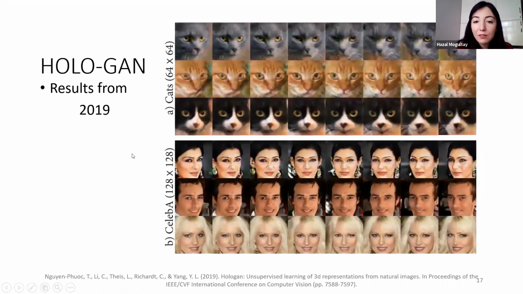And when we look at their results, they are quite good. For example, this cat, we can see changing the pose of his head quite nicely without any noises in the images, or we can see the same thing on the celebrity faces. And these results are from 2019, 2 years before that definition.